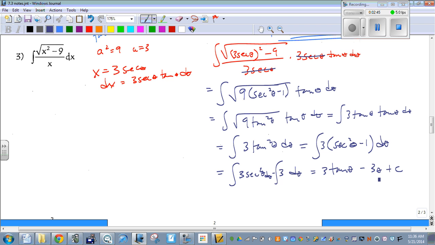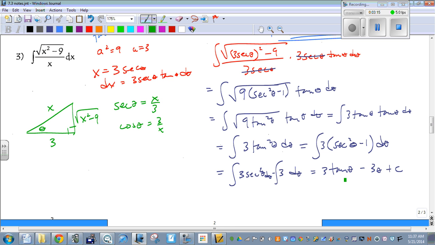So we're going to use our picture. We've got a triangle. This is our theta. We know x equals 3 secant of theta, so secant of theta equals x over 3, which means cosine of theta would be 3 over x. Those are just reciprocals. So our cosine adjacent is 3, hypotenuse is x. Missing side here is going to be square root of x squared minus 9. We can get that from here.